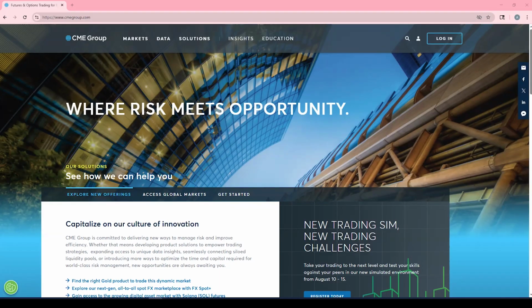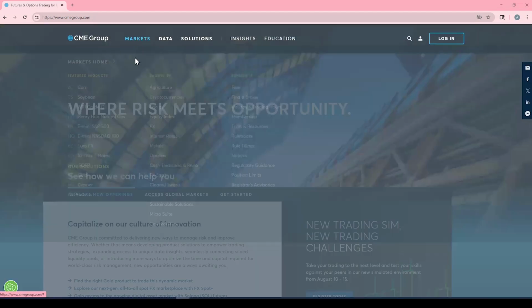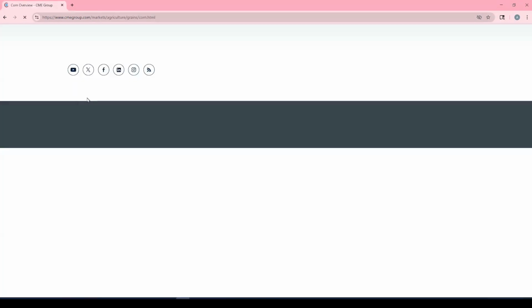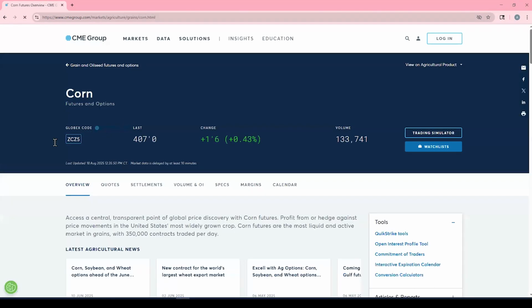The CME Group is the source for futures and option market price quotes and trade data for most agricultural products. I will use corn as an example for the information that can be found on the CME board. An overview of the commodity is shown on the screen.